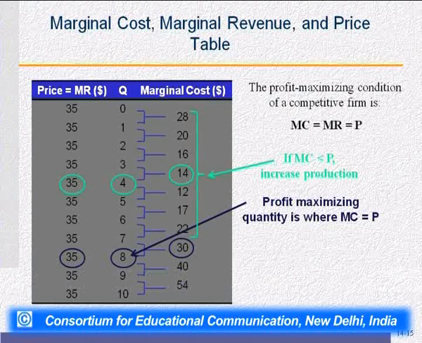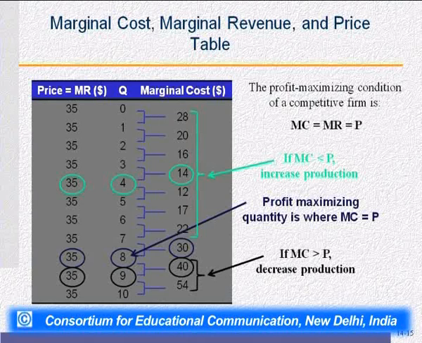Here you can see the profit maximizing quantity is at price 35, 8 units, and 30 is the marginal cost, which clearly indicates marginal cost is 30, quantity 8, and price is 35. Now, if MC is greater than P, then the firm should decrease production, which is clearly seen where marginal cost is 40 or 54.